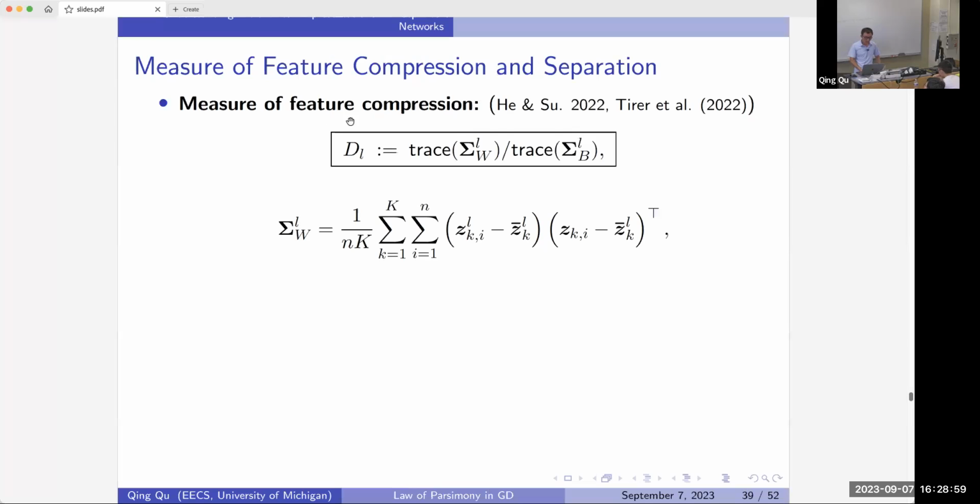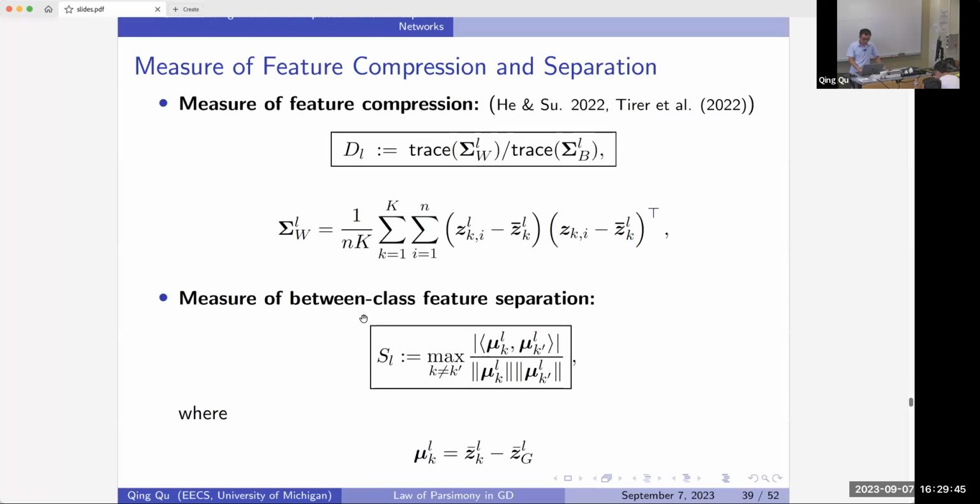And we define feature compression like this. We take the trace of the within-class covariance matrix divided by the trace of the between-class covariance matrix. You can see the key factor is the trace of the within-class covariance matrix, right? Sorry, there should be an extra l here. If you take the trace, it is basically measuring how close each individual feature is to the class means. The trace of the between-class covariance matrix you can think of as a normalization factor, because you want to account for the scaling effect.